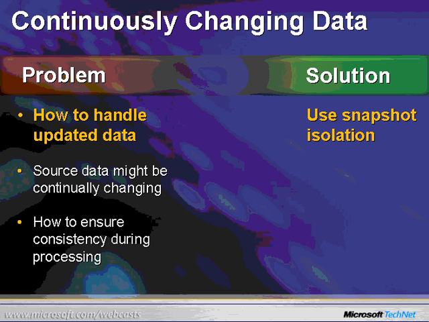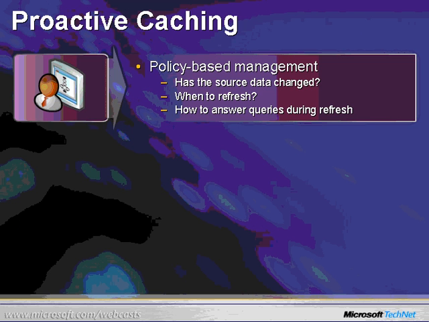With proactive caching, analysis services is essentially keeping its own separate copy of the source data, as well as the pre-computed aggregate data. As with any cache, this brings up several questions, such as whether or not the source data has changed, when to refresh the data, and how to answer queries during the process of the refresh. Proactive caching allows us to create a set of policies defining how the cache will be maintained.